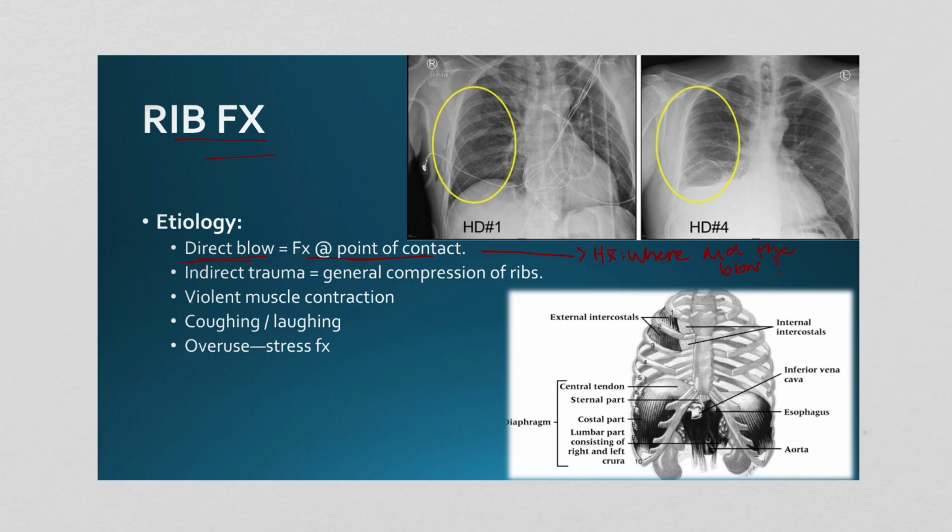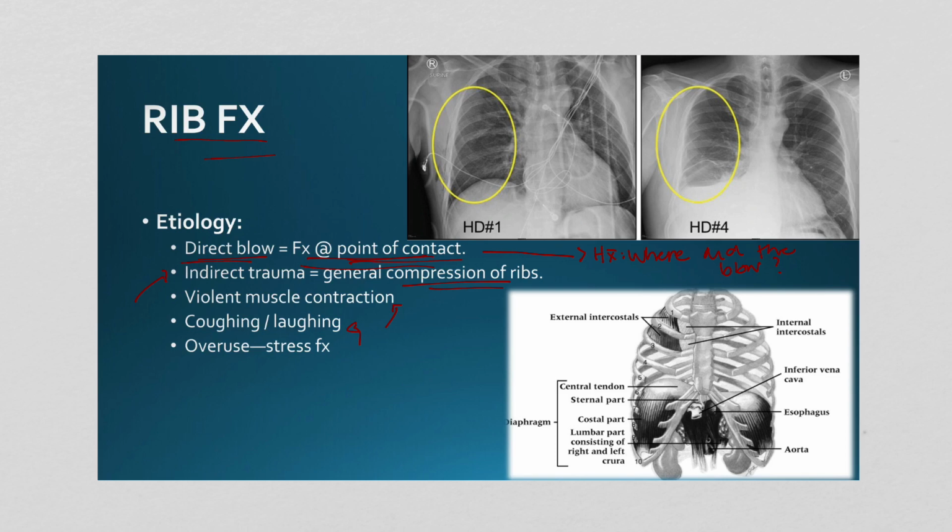This will help you determine 90% of the time where the actual fracture is, right? There are some times, however, where a rib fracture can occur as a result of an indirect trauma. So most often this is going to be some type of compressional force that occurred to the rib, like hugging, for example, would cause a fracturing of the rib, or a violent muscle contraction. So lots of coughing.